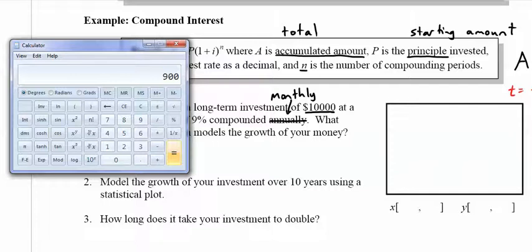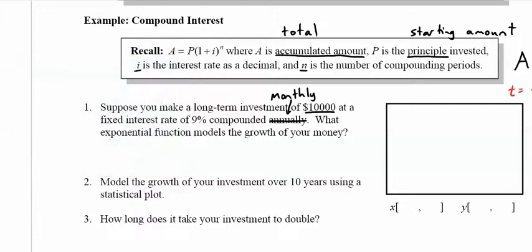But if they compound it monthly, that means that they're spreading the 9% out over the year. That they're giving me 0.75% every month. So they're paying me a little bit of interest every month. And that way, instead of getting $900 for the year, I'm going to get a little bit more than $900 for the year. We'll find out how much more.